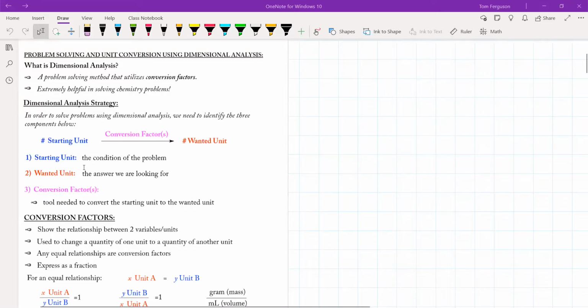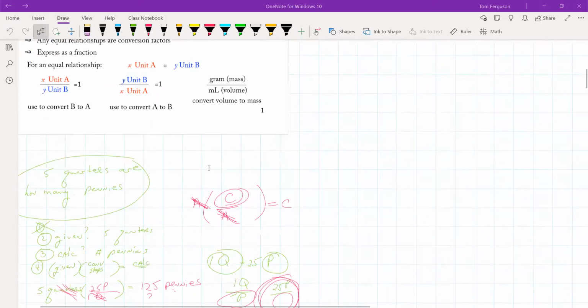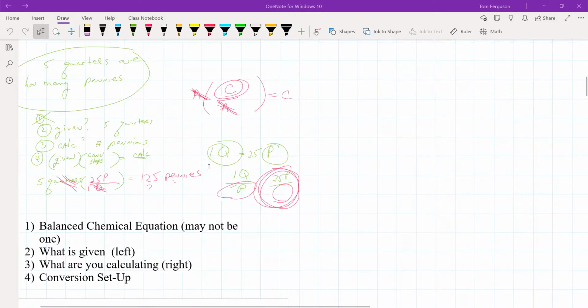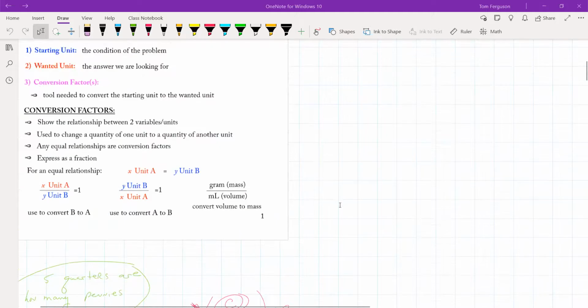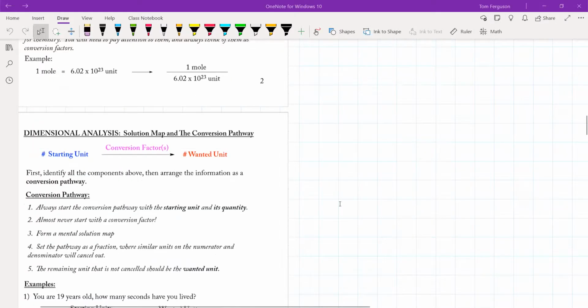Whenever we do problems in this class, we're going to be using a process called dimensional analysis. Now, that's a fancy description of what we're doing. Really, what we're doing is taking, like I gave the example last time, we have 5 quarters. How many pennies is that? And I also gave you a 4-step procedure to use, which is similar to this one here.